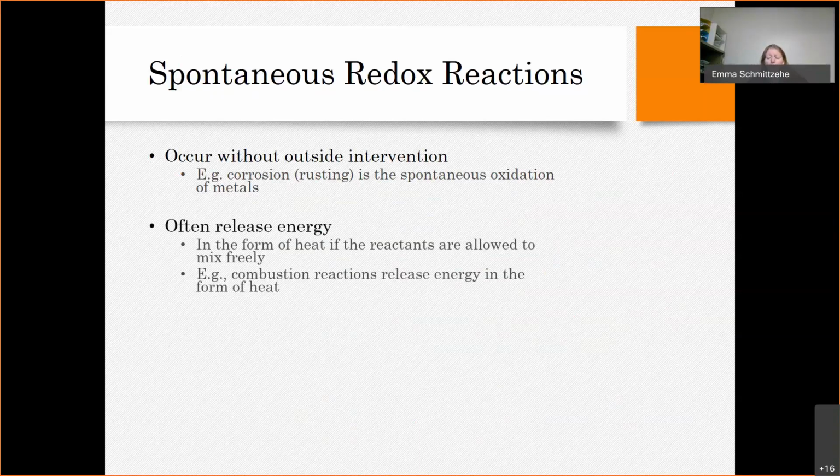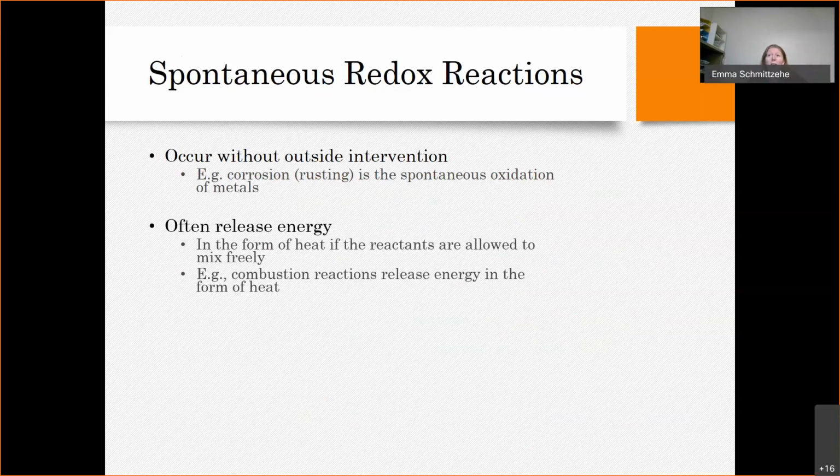Now, a lot of times a redox reaction is going to release energy. If you just do a redox reaction in one vessel, a lot of times that energy that's released is actually in the form of heat. So combustion reactions, those are actually redox reactions, okay? A combustion reaction, when you burn something in oxygen, releases a lot of energy, and it's in the form of heat. And so that's an example.